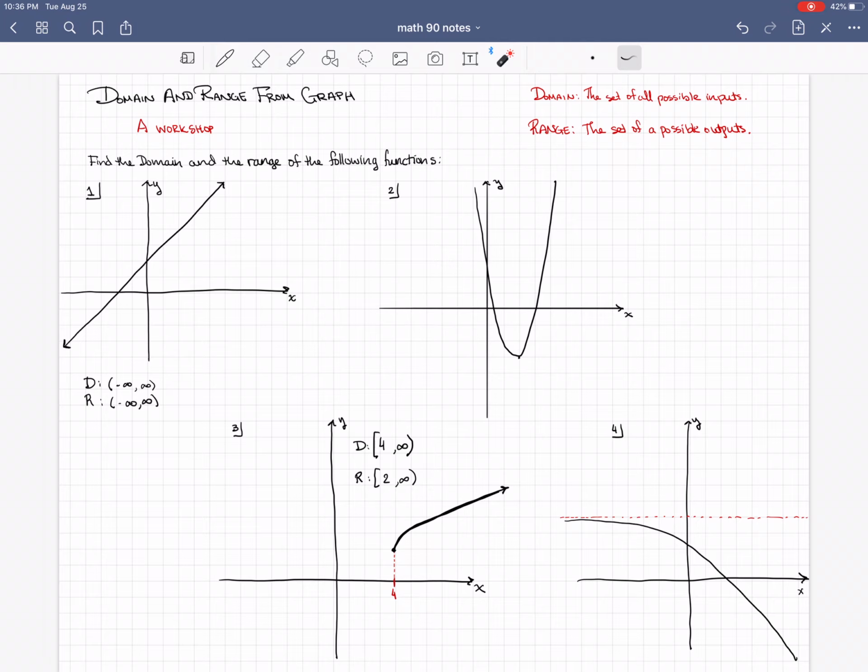All right, welcome back. So what did you think? What did you find? Let's walk through it. When it comes to domain and range of functions from graphs, I like to be very tactile. I actually physically like to trace along.